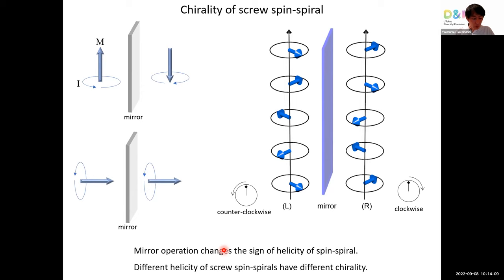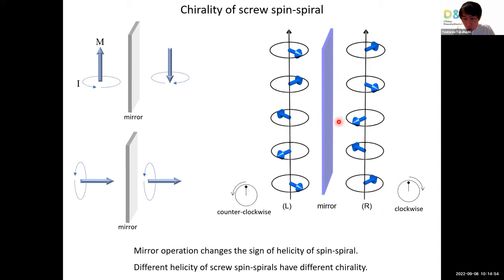We have to be careful about the mirror operation of the magnetic moment. For example, when the magnetic moment is parallel to the mirror plane, the mirror operation changes the sign of the magnetic moment, similar to this circular current. But if the magnetic moment is perpendicular to the mirror plane, the sign of the magnetic moment does not change. Okay, so let's consider the mirror operation of this screw spin spiral.